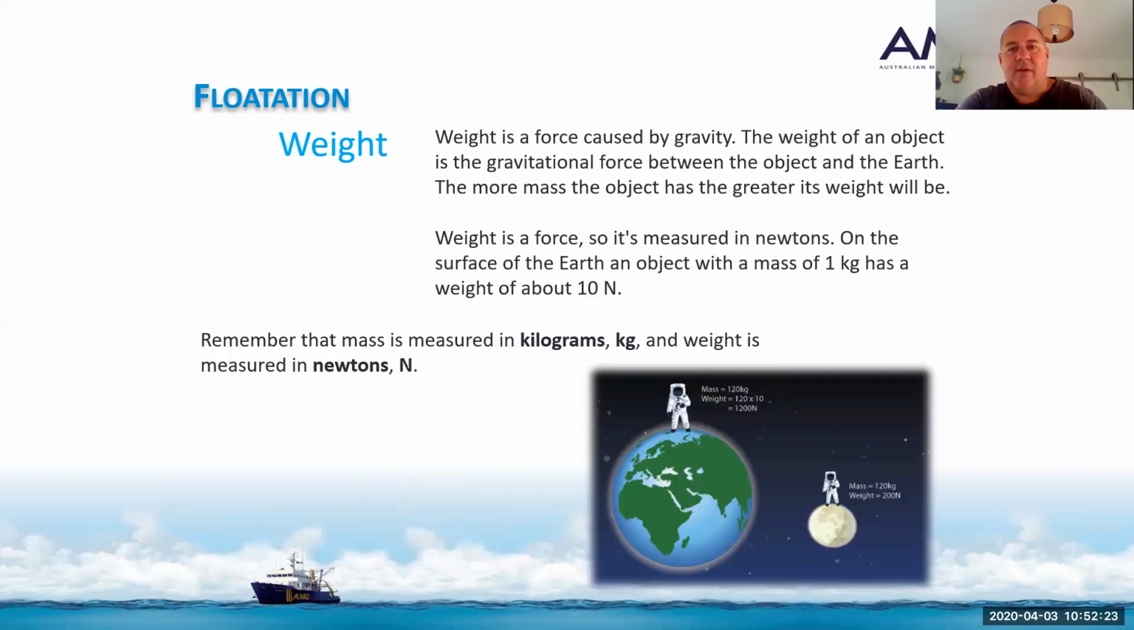Weight is a force caused by gravity. The weight of an object is the gravitational force between the object and the earth. The more mass the object has, the greater its weight will be. And weight is a force, so it's measured in newtons. On the surface of the earth, an object with a mass of 1 kilo has a weight of about 10 newtons. Remember that mass is measured in kilos and weight is measured in newtons.